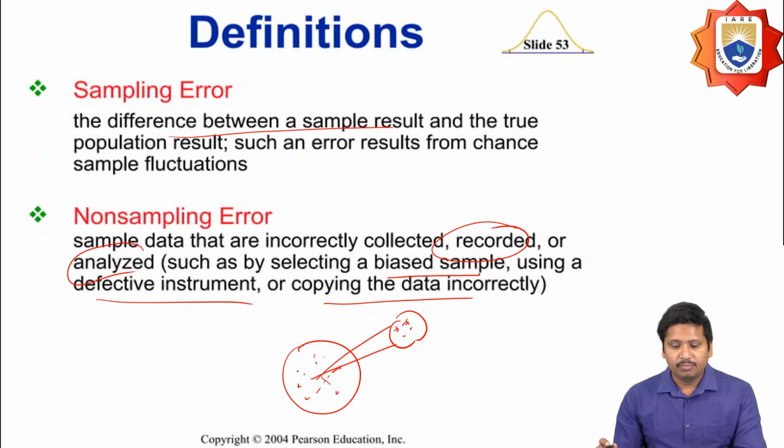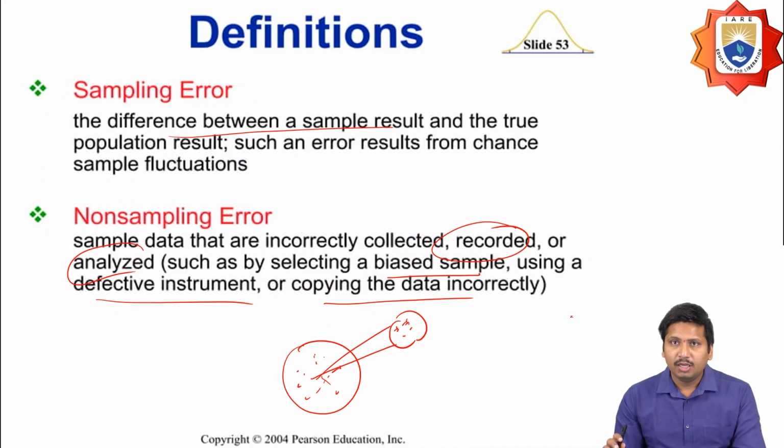Sampling error means the differences between the sample result and the true population result. That means whenever there are differences drawn between the sample result and true population results, the error is going to have some little fluctuations. So the fluctuations have to be considered as the sampling error.